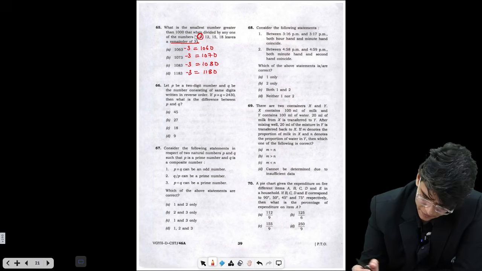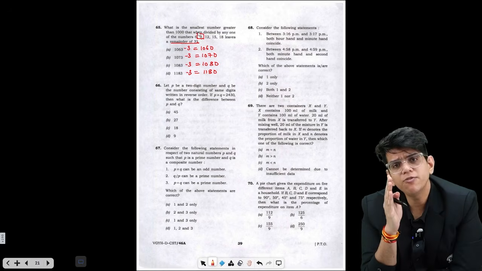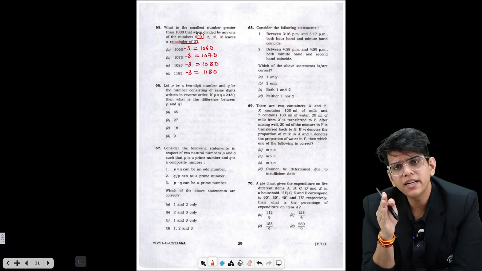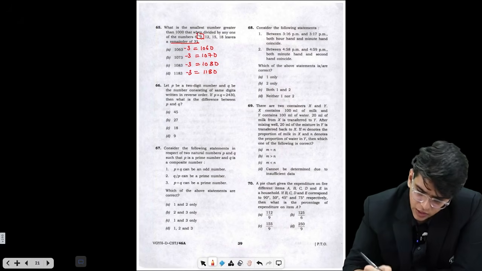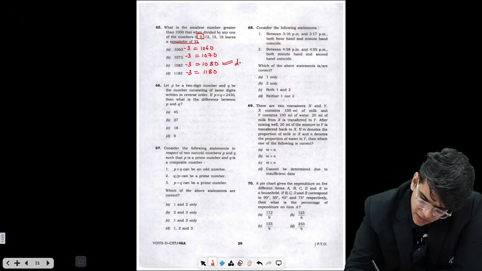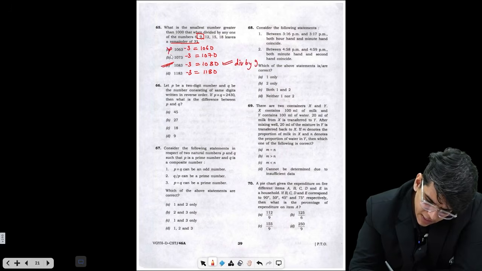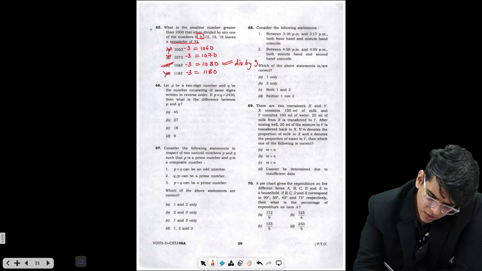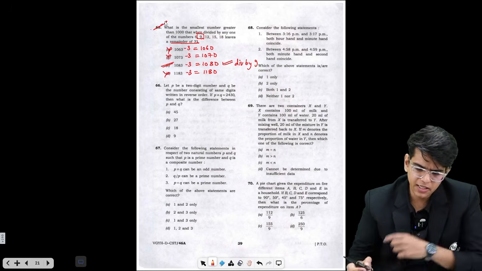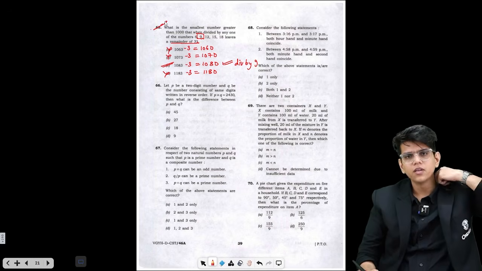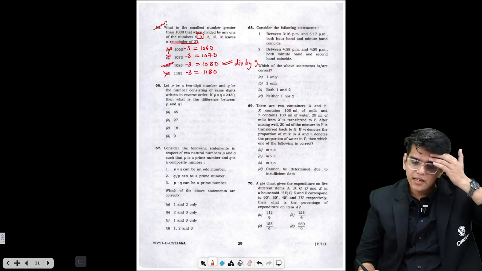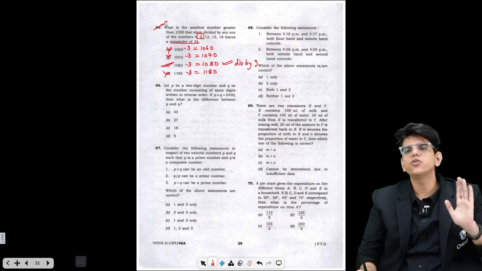Divisibility by 9. Divisibility of 9 is that the sum of all the digits should be divisible by 9. Only 1080 is divisible by 9. So the answer will be this only. We can't use the others, right? So the answer for question number 65 is nothing but option C. Clearly you can see only 1080 is divisible by 9.